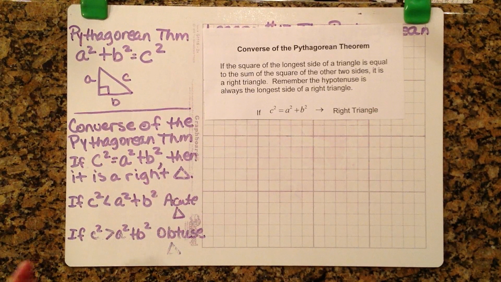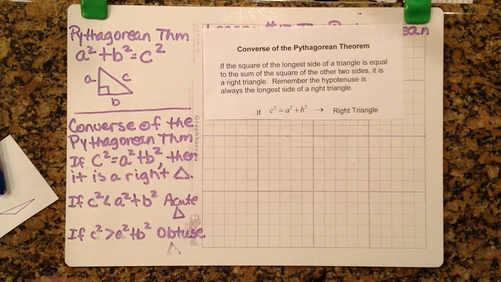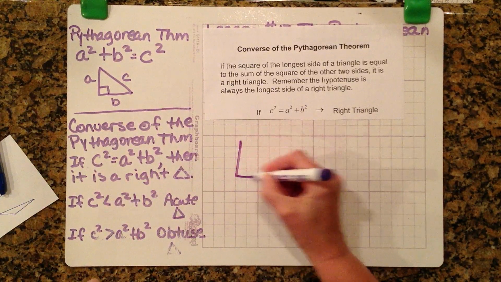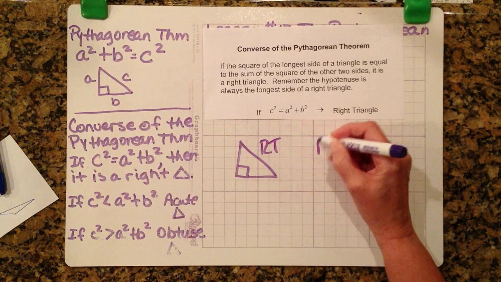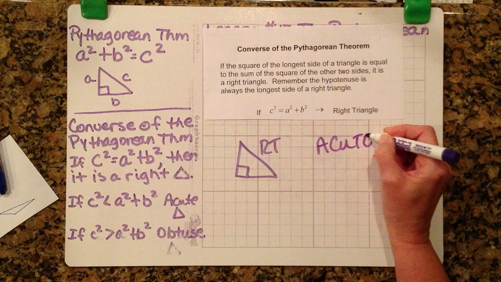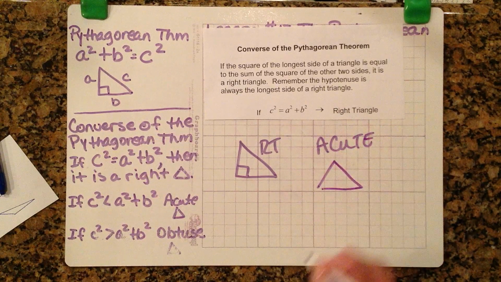Now, how do we know? There's all kinds of triangles. We have right triangles, we have acute triangles, and those are all less than 90 degrees.